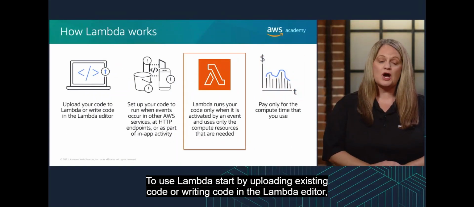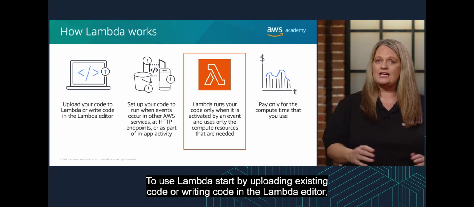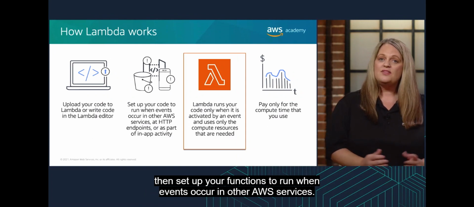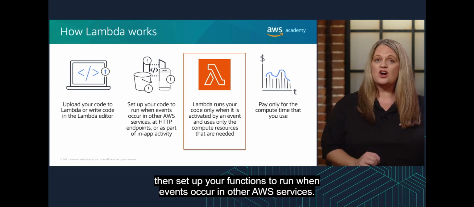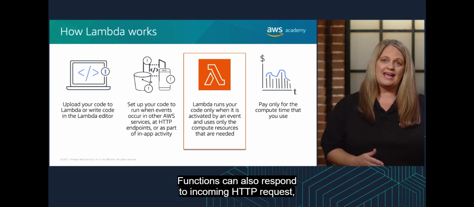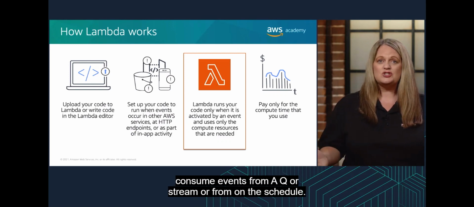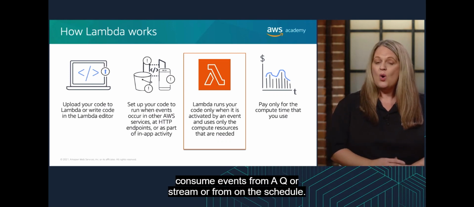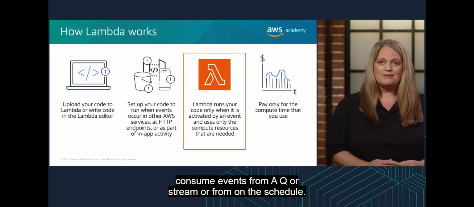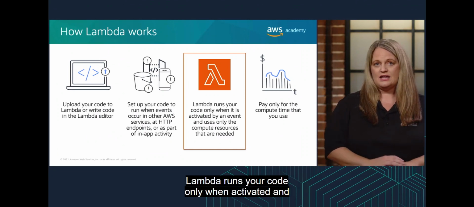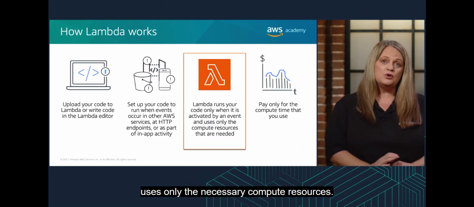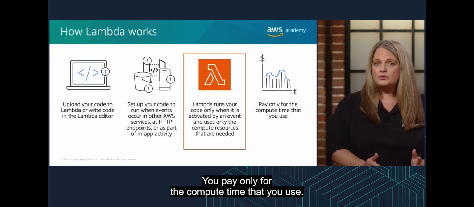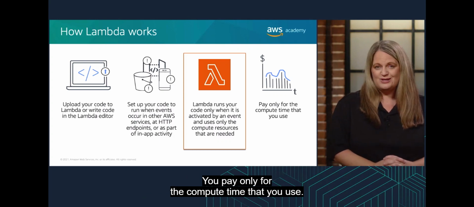To use Lambda, start by uploading existing code or writing code in the Lambda editor. Then set up your functions to run when events occur in other AWS services. Functions can also respond to incoming HTTP requests, consume events from a queue or stream, or run on a schedule. Lambda runs your code only when activated and uses only the necessary compute resources. You pay only for the compute time that you use.